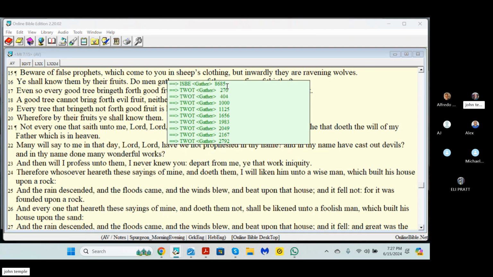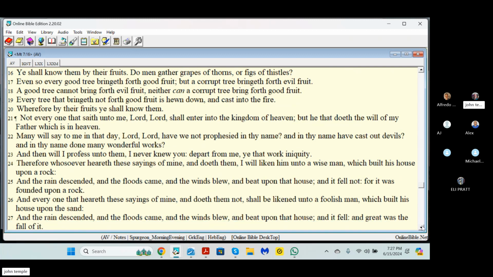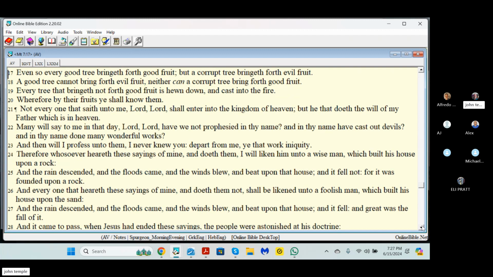Do men gather grapes of thorns? No. Or figs of thistles? No. Every good tree bringeth forth good fruit, but a corrupt tree bringeth forth evil fruit. A good tree cannot bring forth evil fruit, neither can a corrupt tree bring forth good fruit. Every tree that bringeth not forth good fruit is hewn down and cast into the fire. Wherefore, by their fruits you shall know them." It's a good t-shirt. And that's also in Luke, I believe.